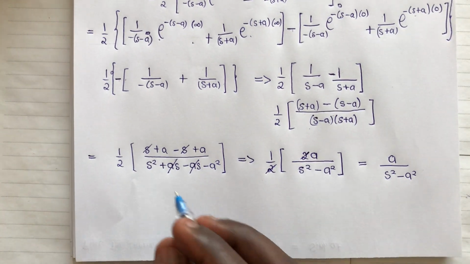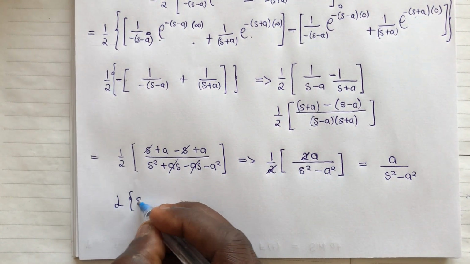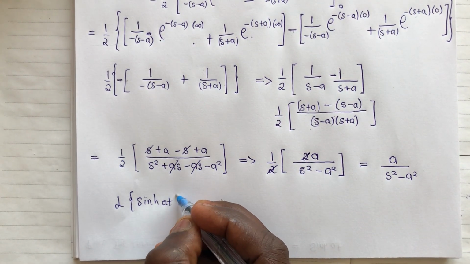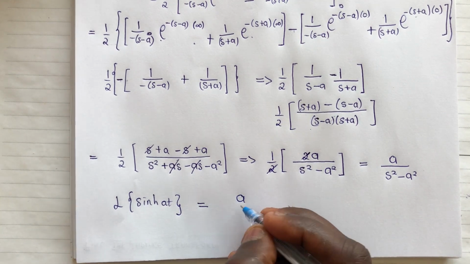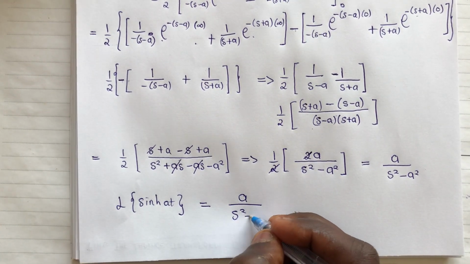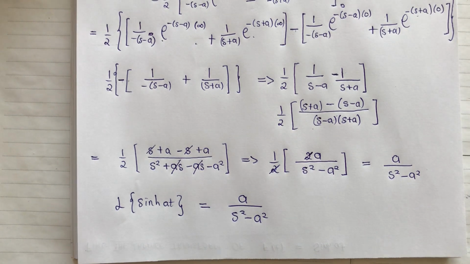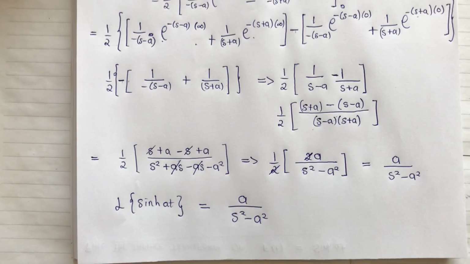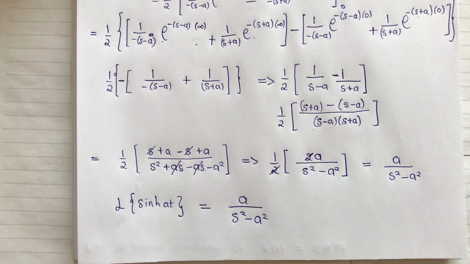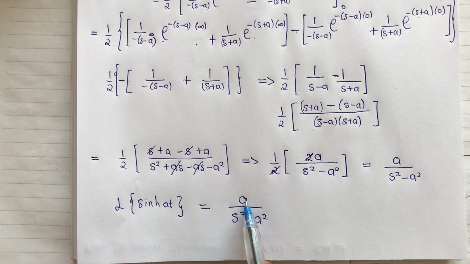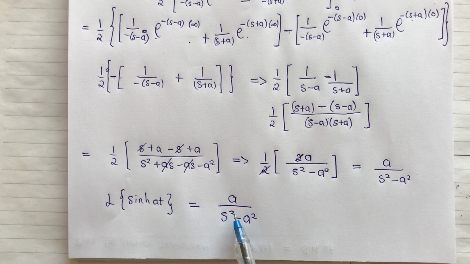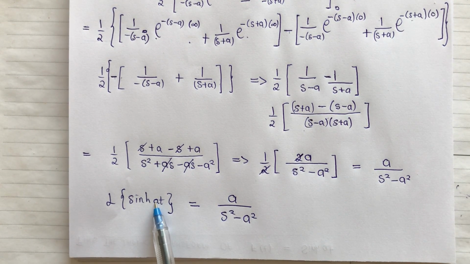So therefore, the Laplace transform of sin at is equal to a over s squared minus a squared. Remember that a is a scalar representing any value. So when I put sine 2a here, this result will give us 2 over s squared minus 2 squared, giving you 2 over s squared minus 4 if a is representing a scalar.